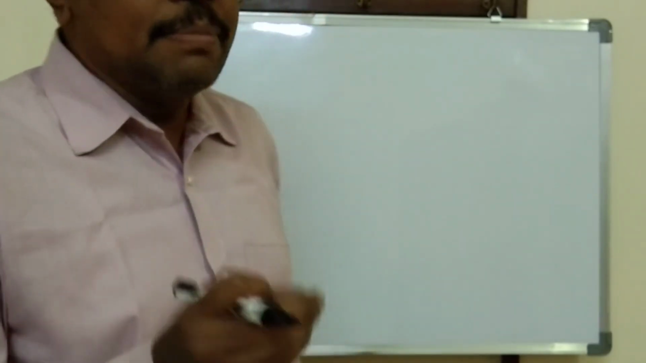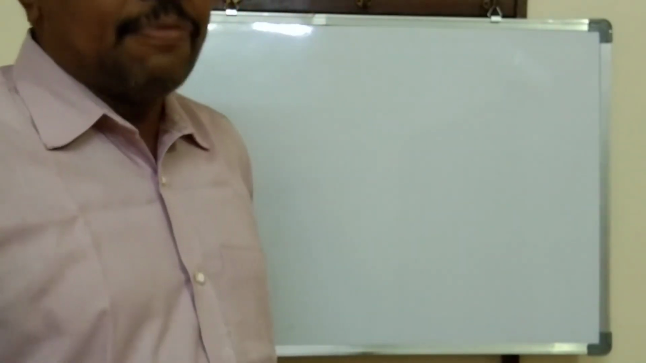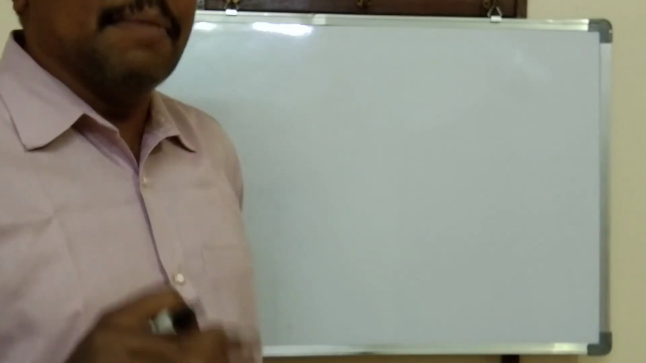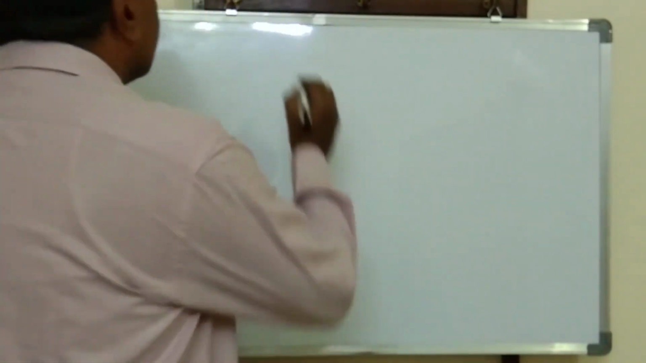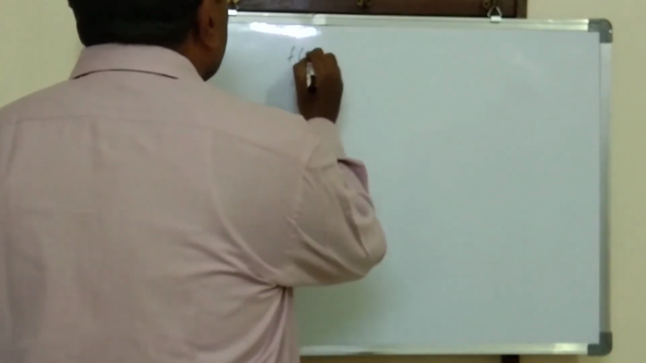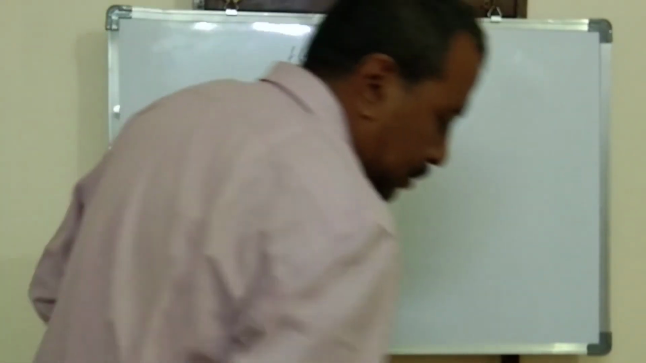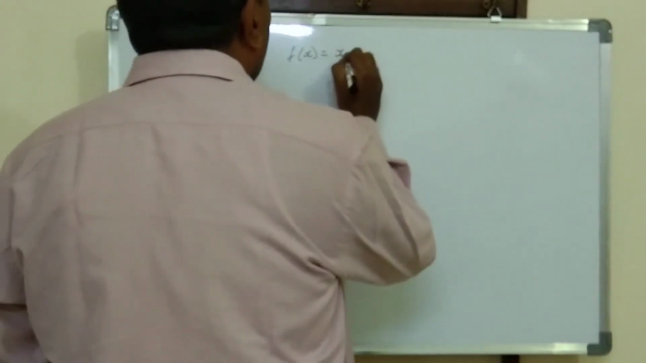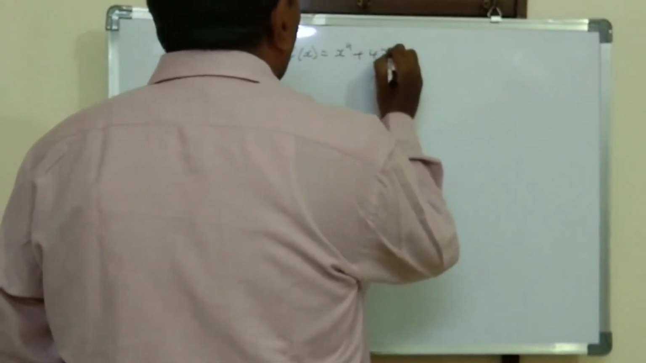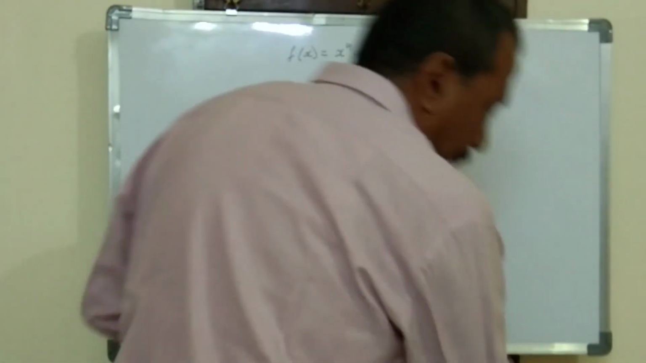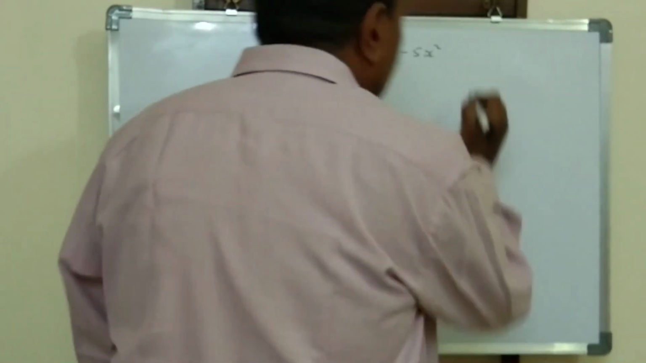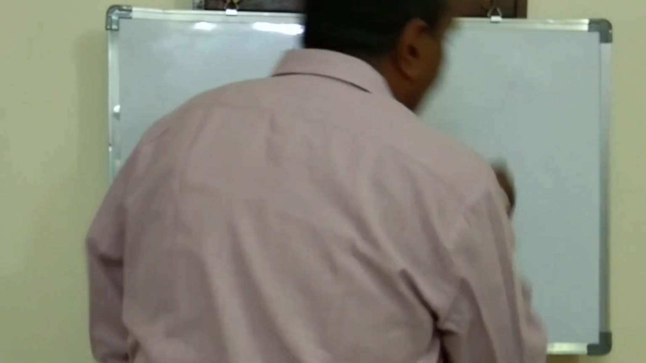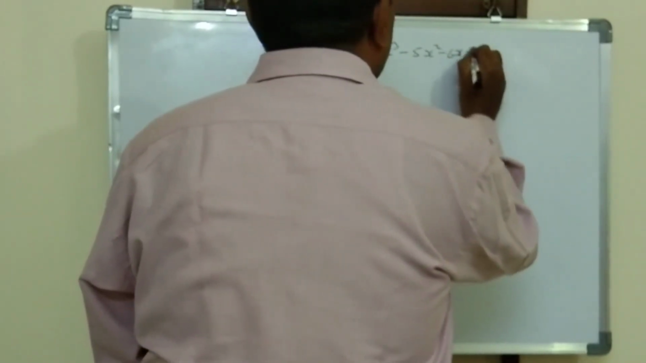Let us discuss some problems based on this, and verify how far the remainder theorem is true. Now we will take one example. We will take a polynomial f(x) is equal to x power 4 plus 4x cube minus 5x square minus 6x plus 7.